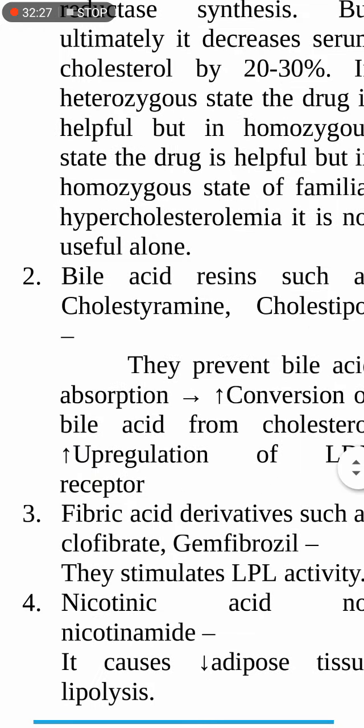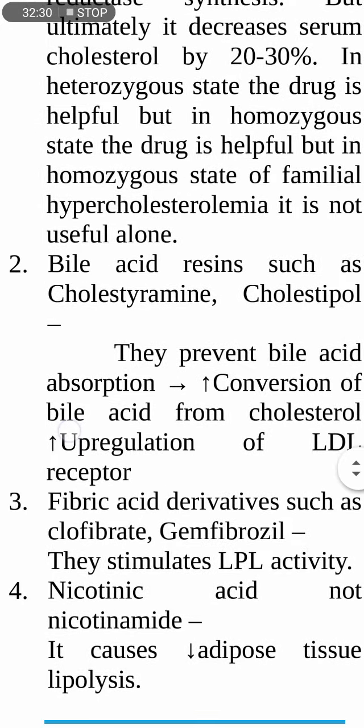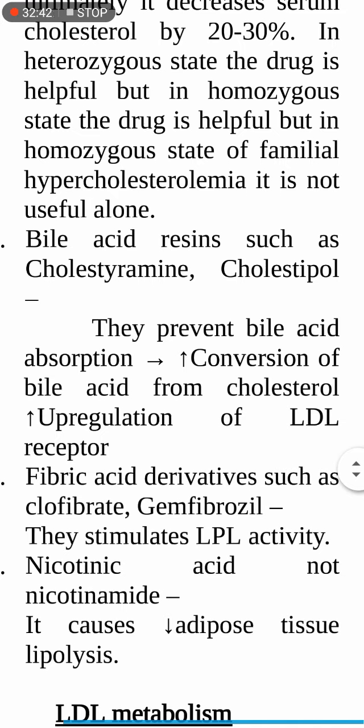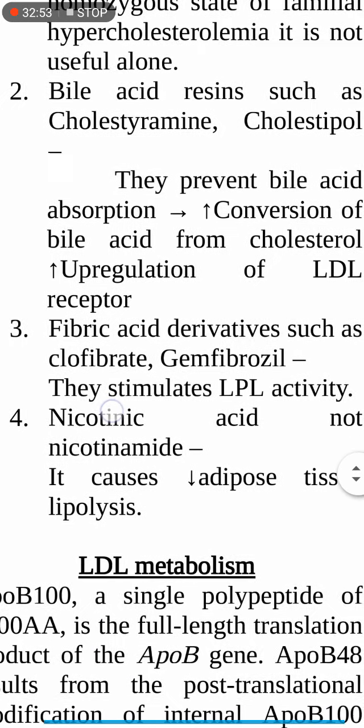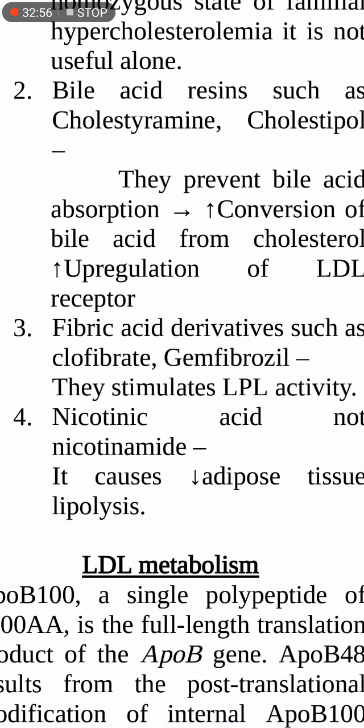Then the bile acid resins, such as cholestyramine, how do they act? They prevent bile acid absorption, so there is increased conversion of bile acid from cholesterol, so there is increased upregulation of LDL receptor. Then the third type of lipid lowering drug is fibric acid derivatives, such as clofibrate or gemfibrozil. They stimulate lipoprotein lipase activity.